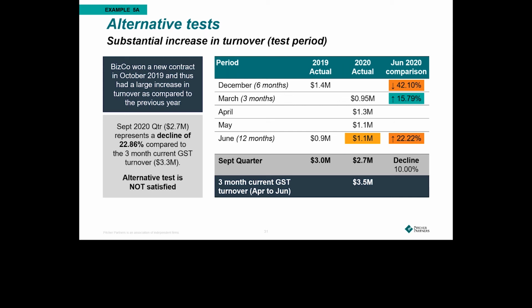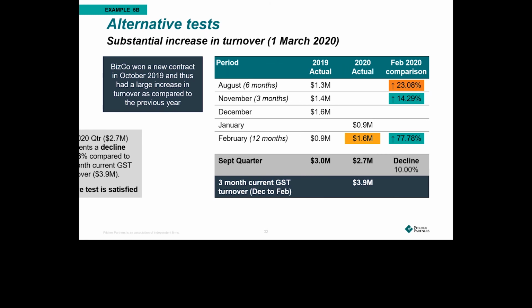As BizCo satisfied that gateway test on the basis of the growth up to the test period, it can then use the 3 months turnover prior to the 1st of July. So it'll use the total turnover in the April, May and June period, which gives you a total comparison of 3.5 million. However, as you can see, BizCo won't satisfy the alternative test. When you compare it to the September 2020 figure of 2.7 million, there's not a sufficient decline. You've only got a 22.86% decline in that period.